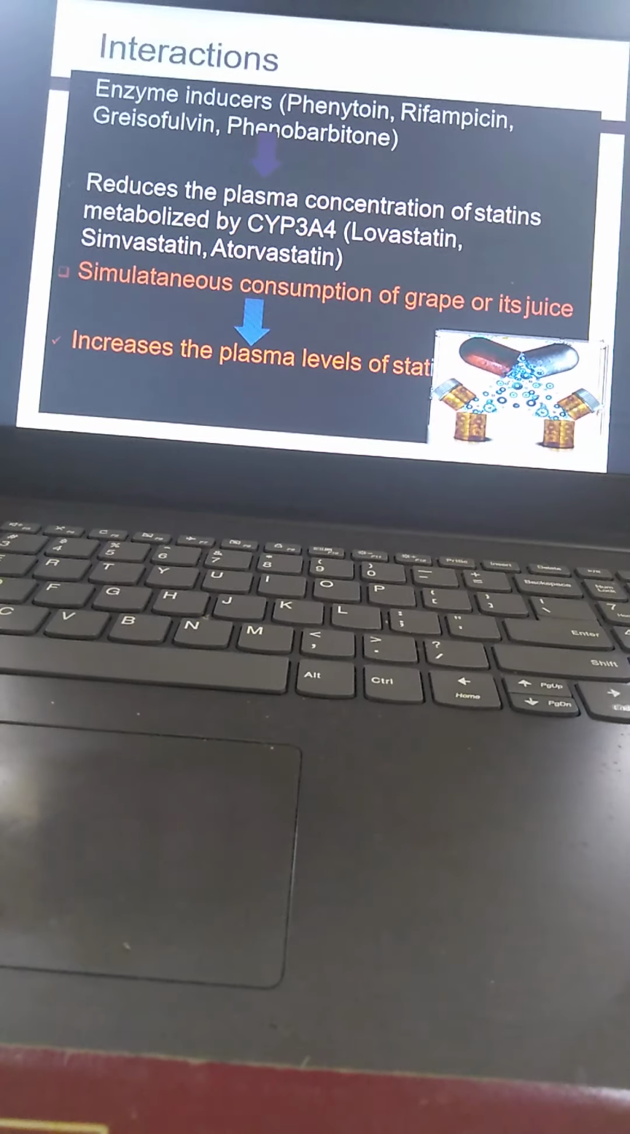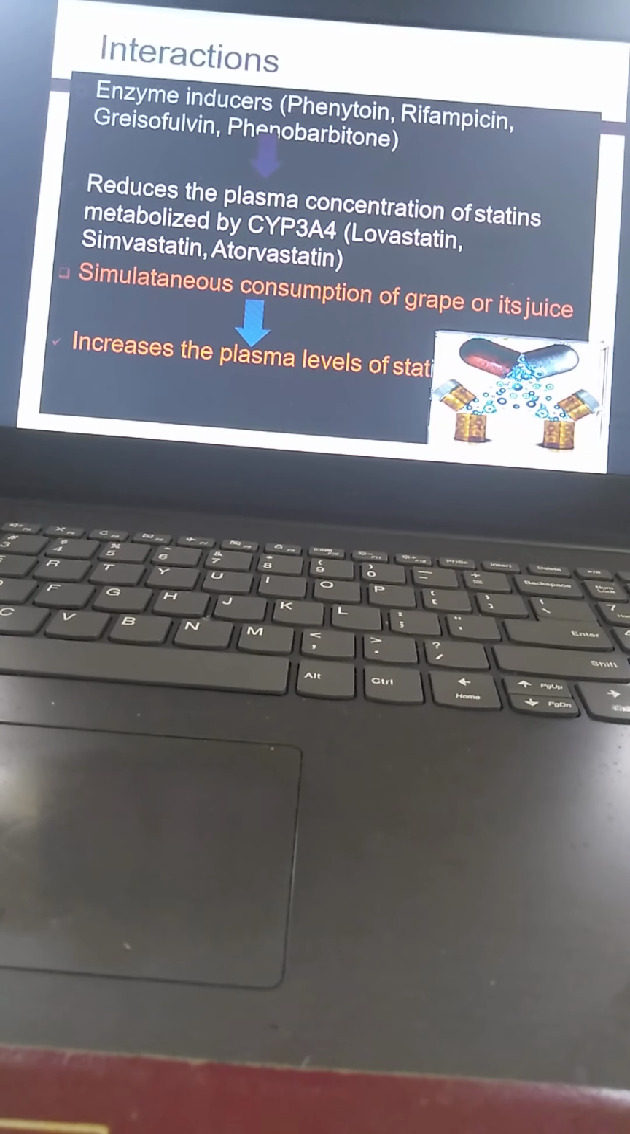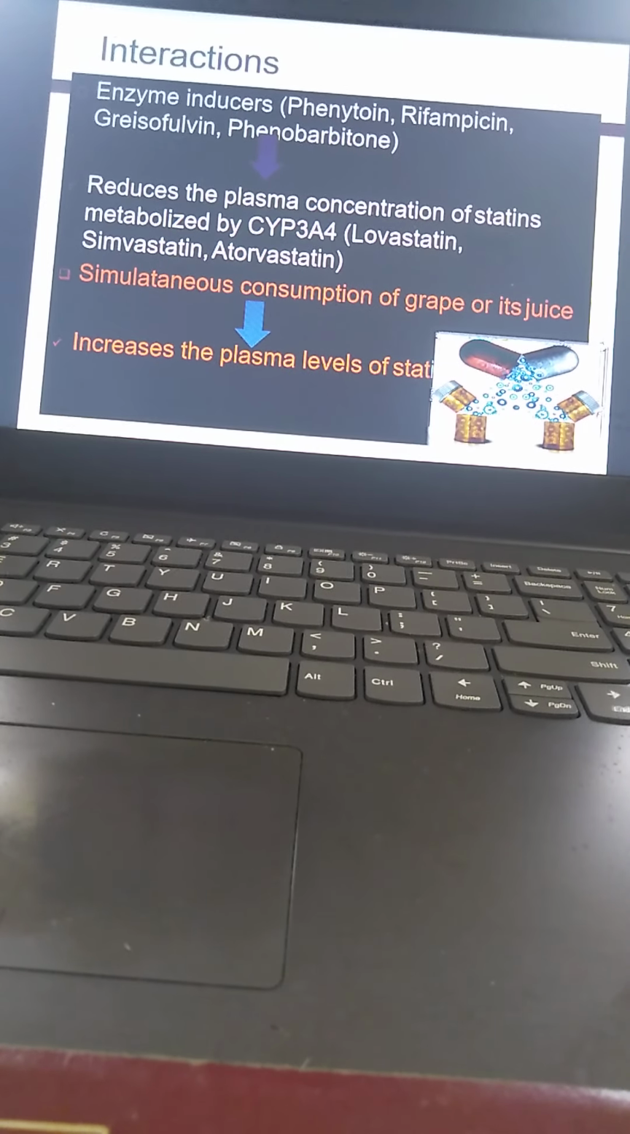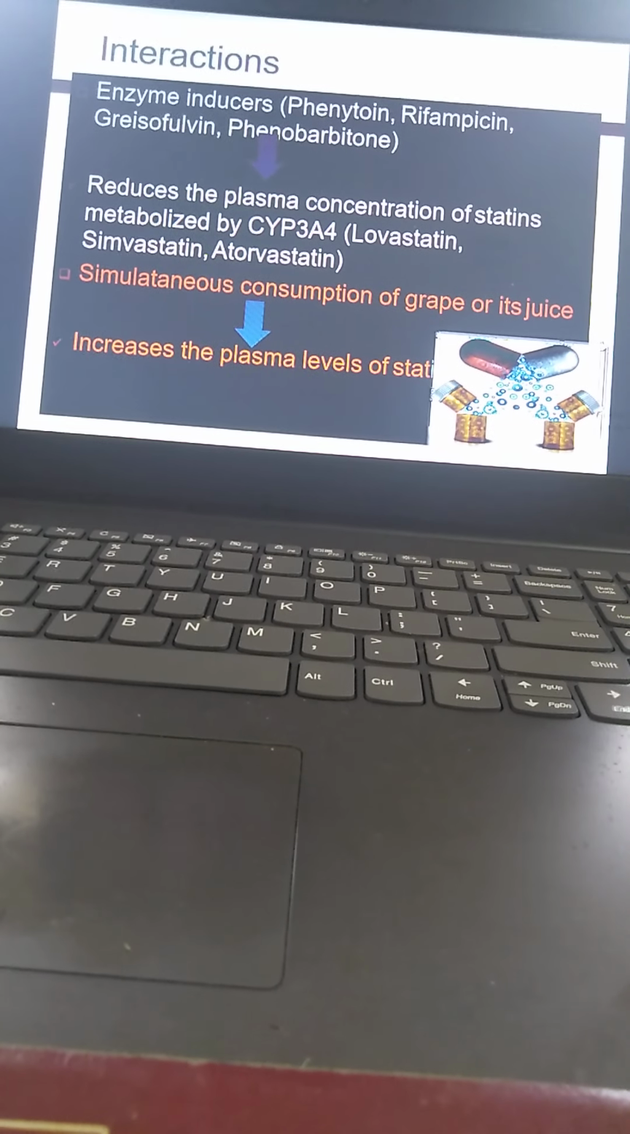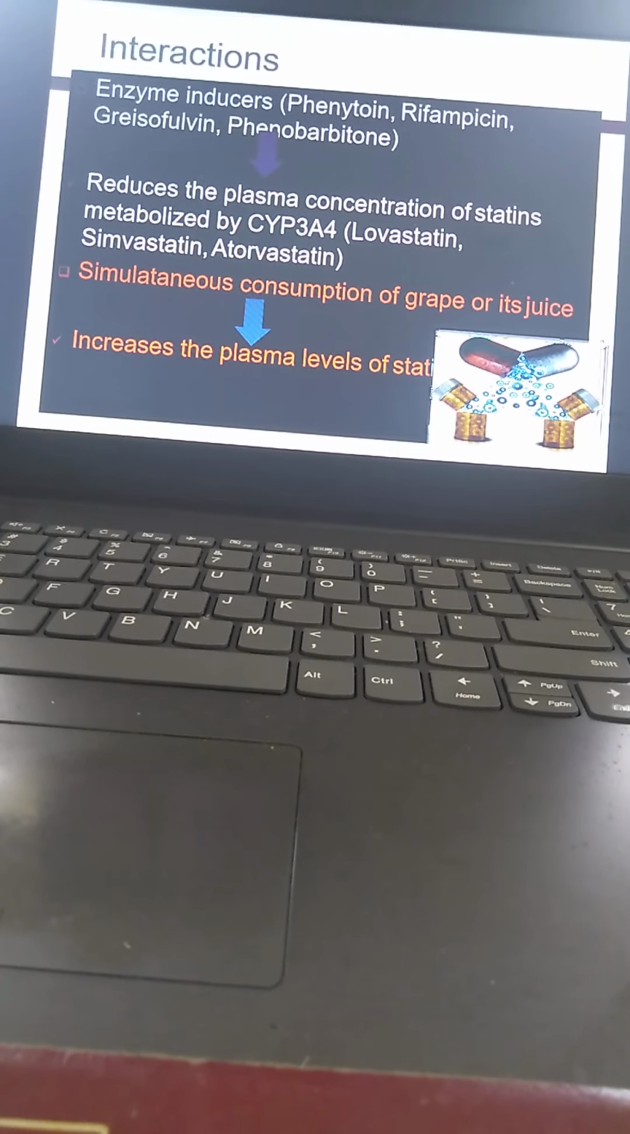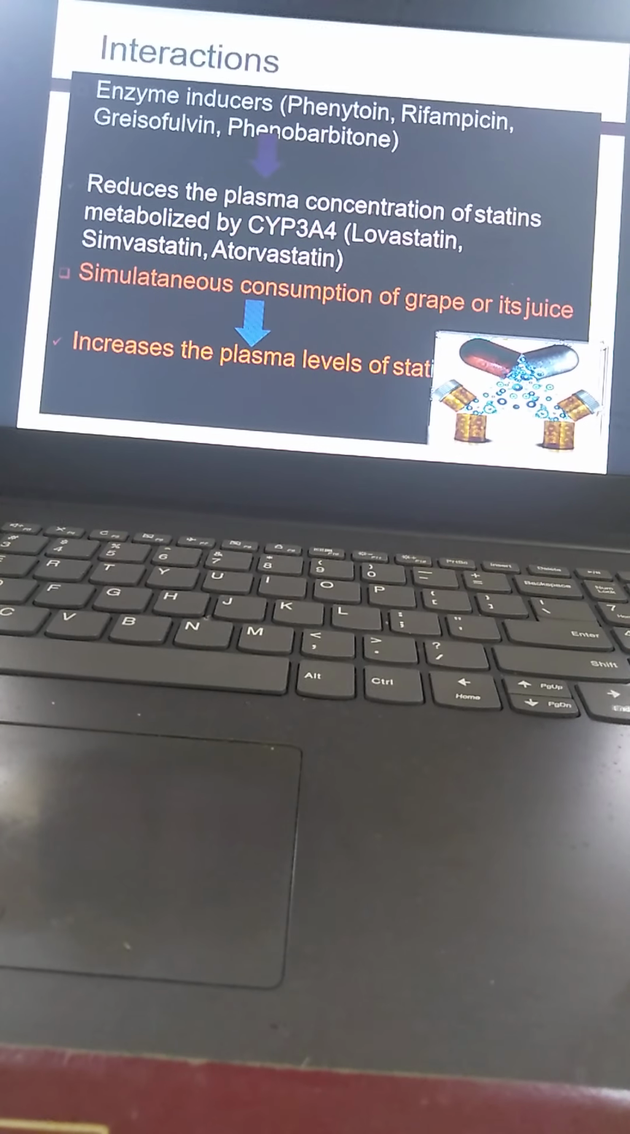Now, interactions. Interaction is very important. Enzyme inducers are phenytoin, rifampicin, which you have to remember forever, and phenobarbital. When we give these drugs with those metabolized by CYP3A4, like lovastatin, simvastatin, and atorvastatin, this reduces the concentration. So these are the inducers, and under their influence the drug level decreases.